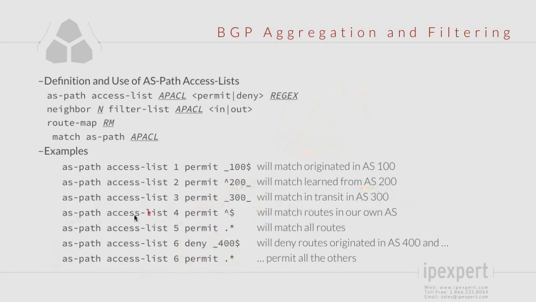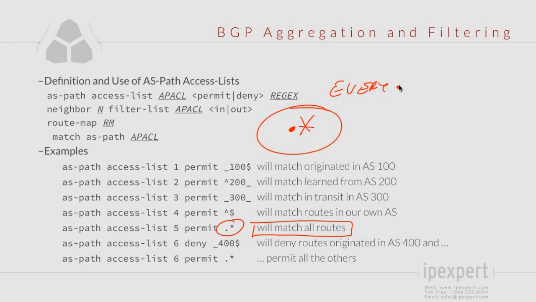The next example here is AS path access list number 4, and this one will match routes from our own AS, the empty string. Similarly, a very special case is access list number 5, which looks like this: dot star. Now remember, dot matches any character, and the star means it may or may not appear or repeat itself. So what is dot star? It matches all routes. It matches everything.